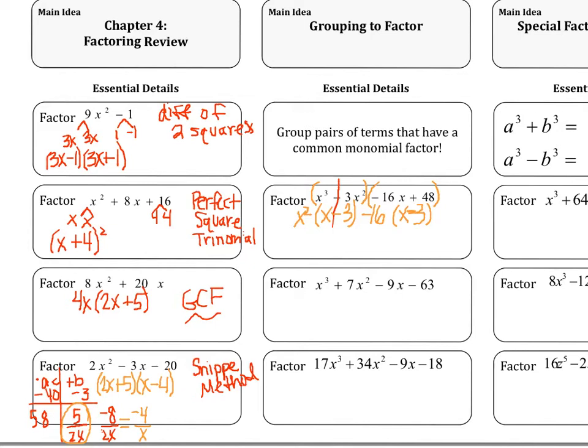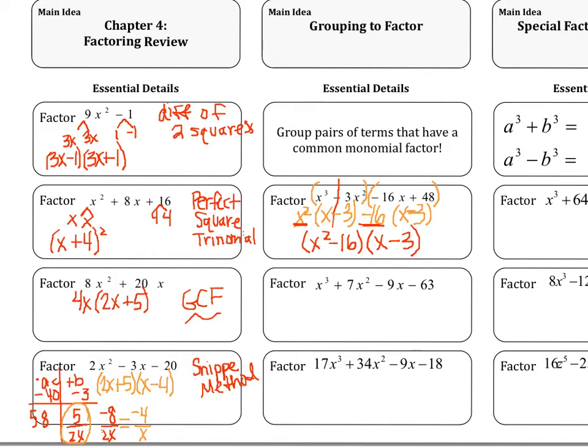So the way we put these two together is we've got x squared minus 16. That's one of my terms, or one of my binomials. And the other is x minus 3. So this factors into the quantity x squared minus 16 times the quantity x minus 3.